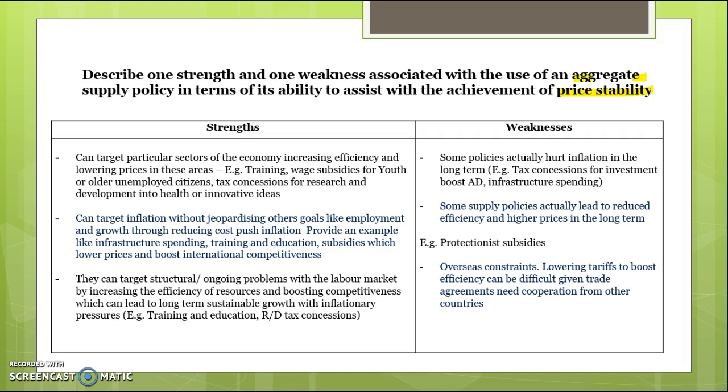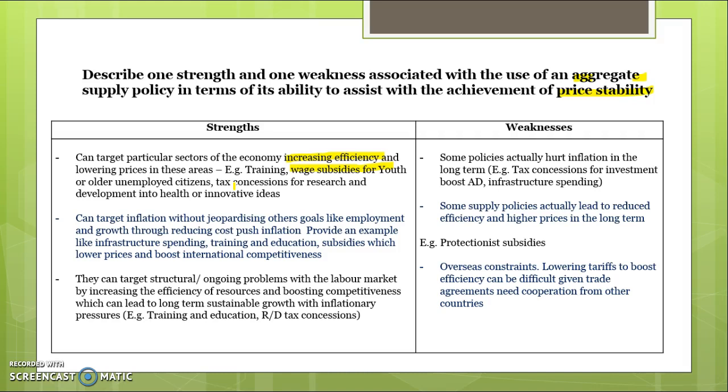In terms of the strengths, you could talk about how it helped to reduce cost structures and prices in particular sectors of the economy. So for example, they can target increasing efficiency and lowering prices through wage subsidies for younger workers, tax concessions for research and development, all these kind of things that are likely to push out our aggregate supply in the long term.